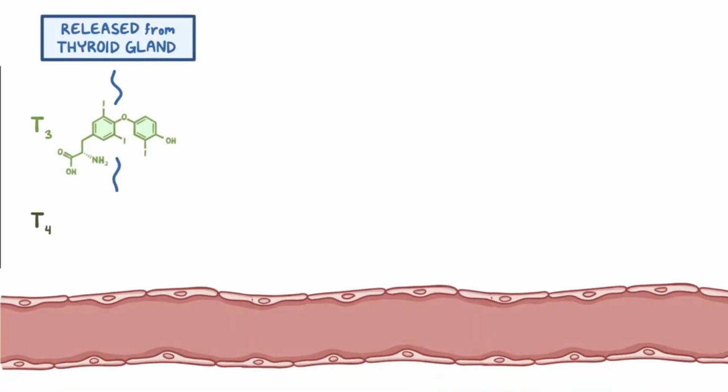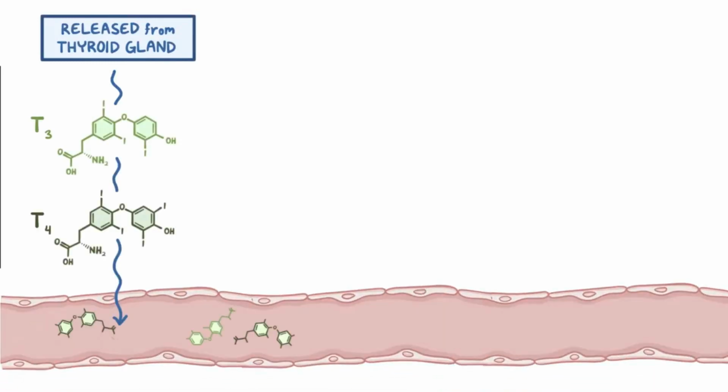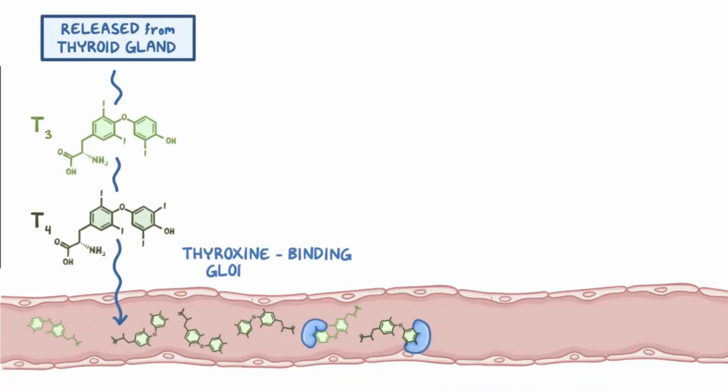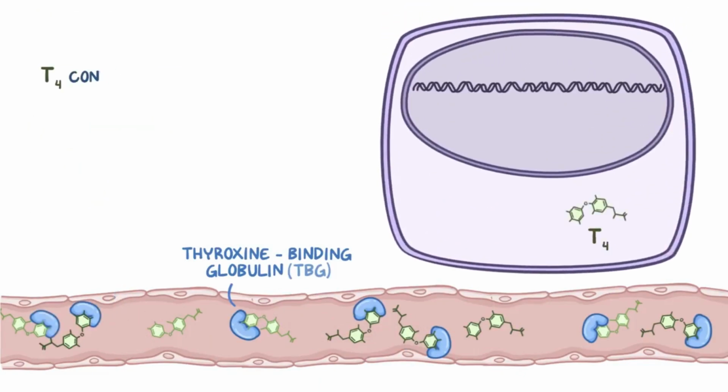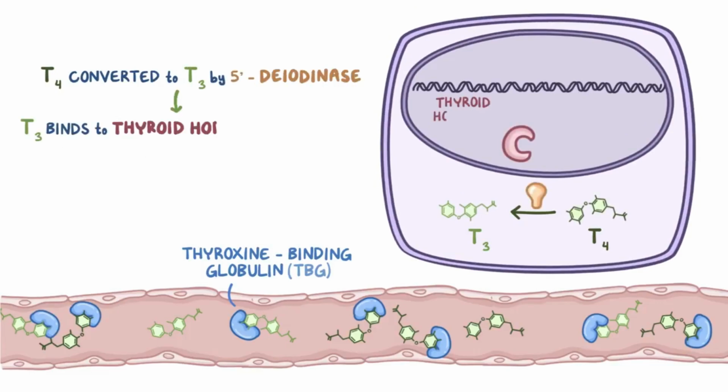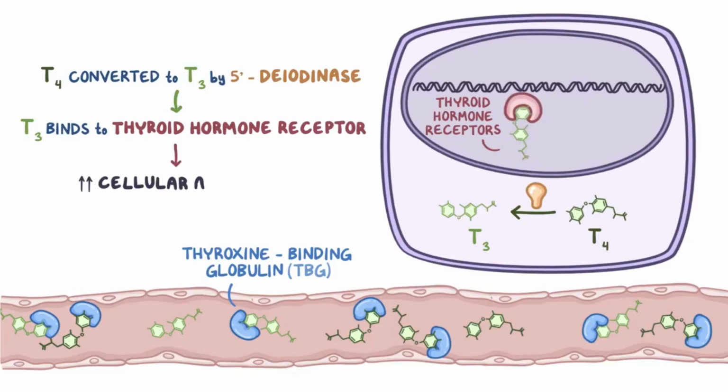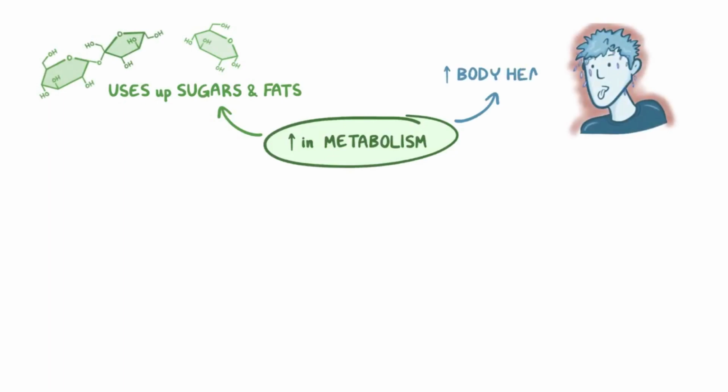Once released from the thyroid gland, T3 and T4 enter the circulation, travel through the blood bound to thyroxine-binding globulin, and enter the target cell. Inside the cell, T4 is converted into T3 by the enzyme 5'-deiodinase. T3 binds to thyroid hormone receptors in the cell's nucleus, which ultimately lead to increased cellular activity. This increase in metabolism uses up sugars and fats for energy and produces more body heat.